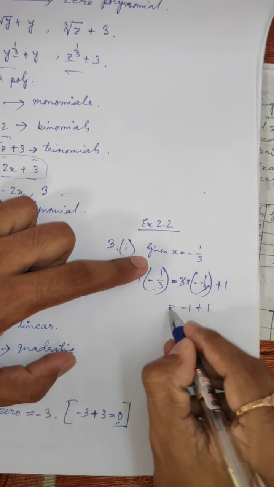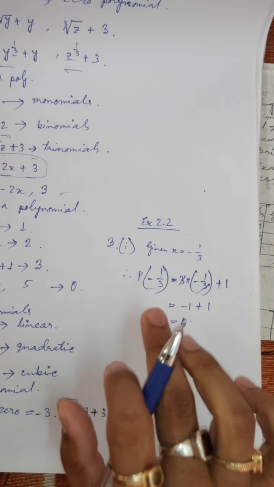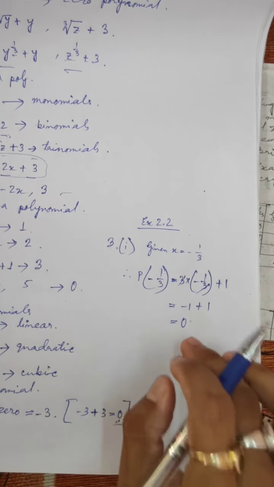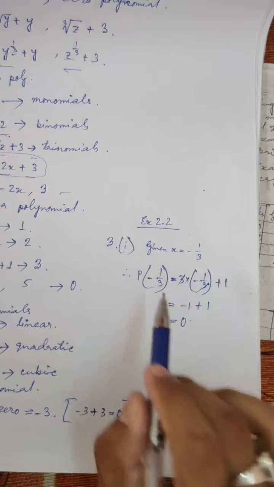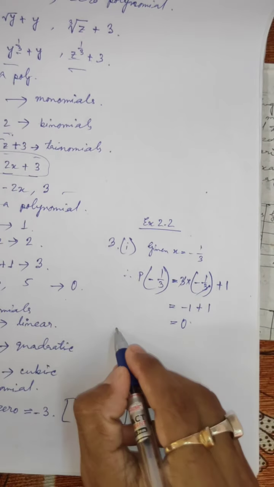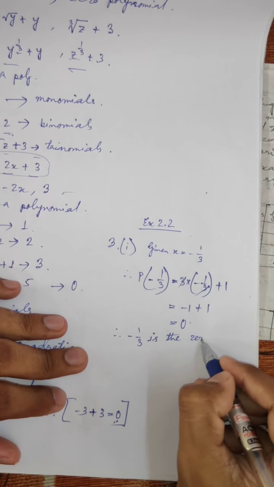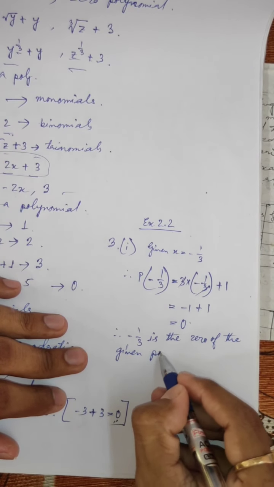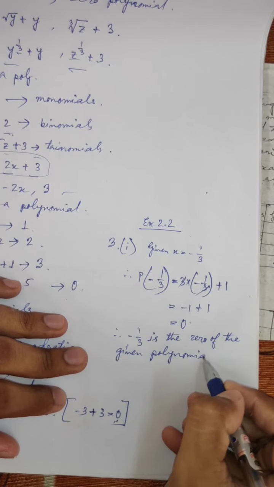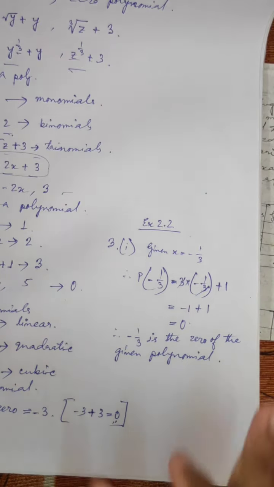After simplifying, we got the result 0. See, p of minus 1 by 3 is 0. After putting this value of x in this polynomial, we got the value 0. So now we can say that this value is the zero of this polynomial. Therefore minus 1 by 3 is the zero of the given polynomial. If you are given two values in number 3, you have to show it separately. See, I am showing.